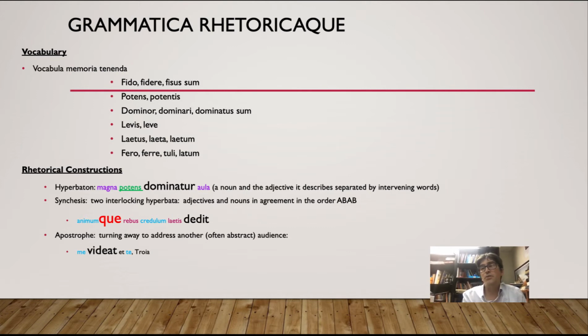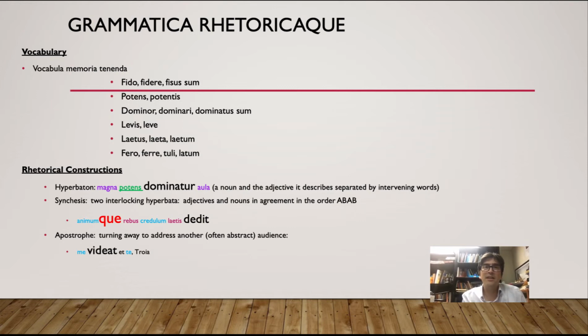And again, how do the Romans know that these go together without the color coding? Well, they look at the endings, and they recognize intuitively that animus and credulus are the same case, number, gender, and rebus laetis are also the same case, number, gender. But if you look at the order, animus, A, rebus, B, second noun. Credulus, adjective modifying noun A, and laetis, adjective modifying noun B. And that's why we refer to this as ABAB word order, or synchysis.